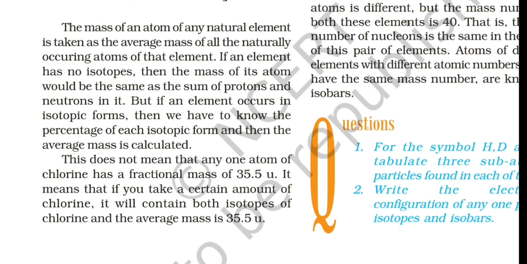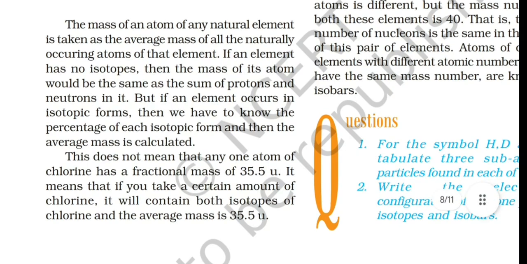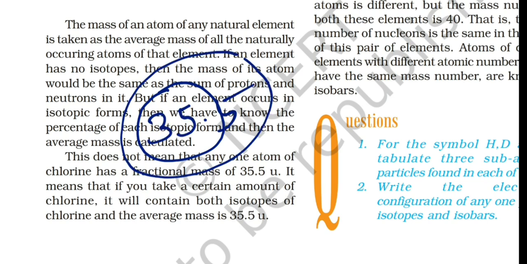Now next, this does not mean that any one atom of chlorine has a fractional mass of 35.5 mu. It means that if you take chlorine for a particular reaction or for any other purpose, then this chlorine contains both isotopes.